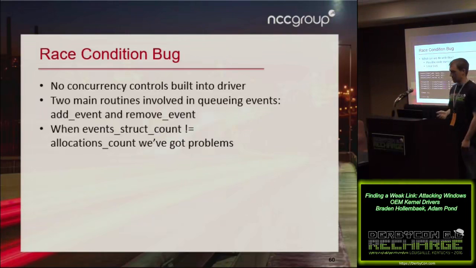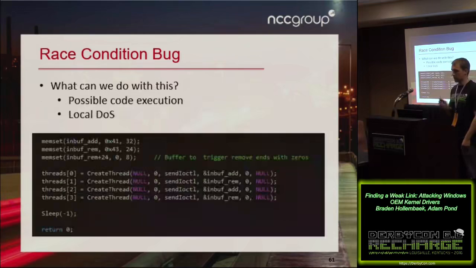So what can we do with this? Well, it looks to us like it's exploitable for code execution, but we can't say for 100% sure because we ran out of time trying to get that working. For a quick and dirty local denial of service, you can just run something like this, where it's just a few threads adding and removing objects at the same time. This will actually cause your computer to blue screen about as fast as it takes the computer to load a blue screen.